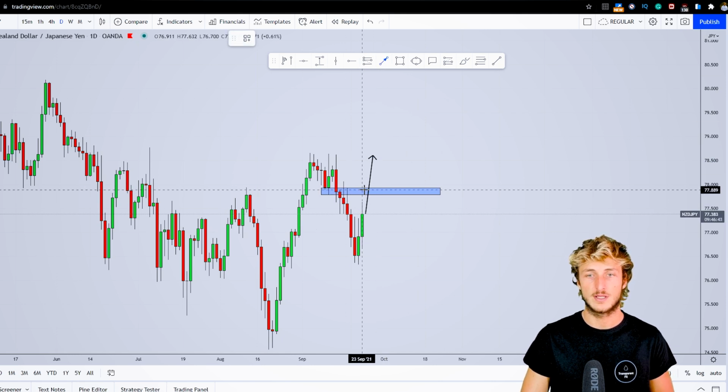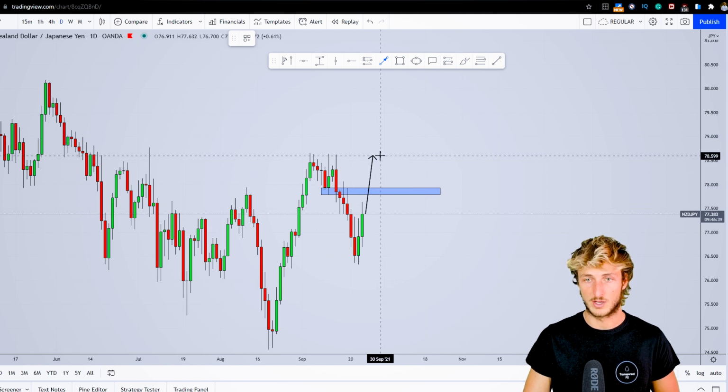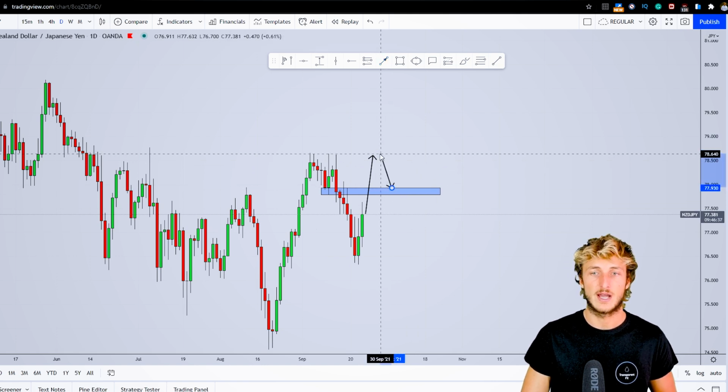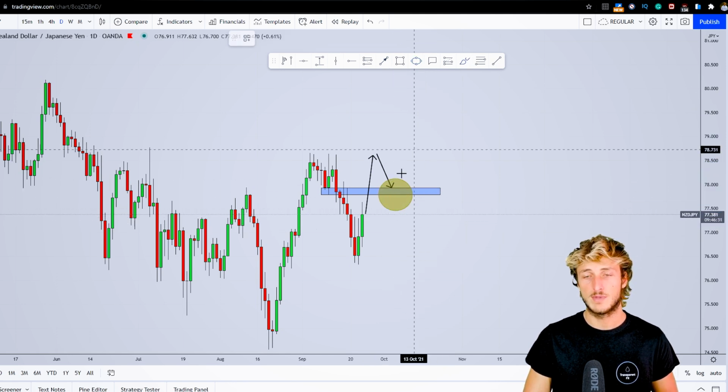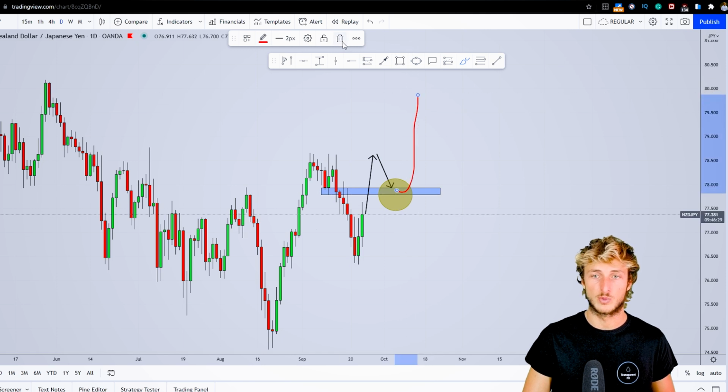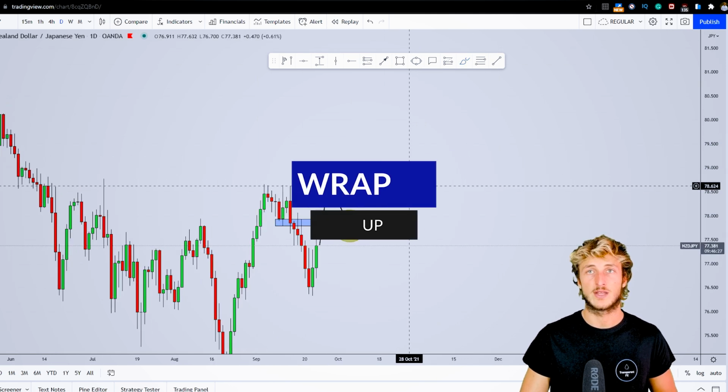If that will happen, this will, since it is previous resistance, be turned support here. And at that point, we expect a retest of previous resistance turned support. And that would basically be the best area inside of which we can be looking for a potential longing opportunity. And how we will be doing that with students.